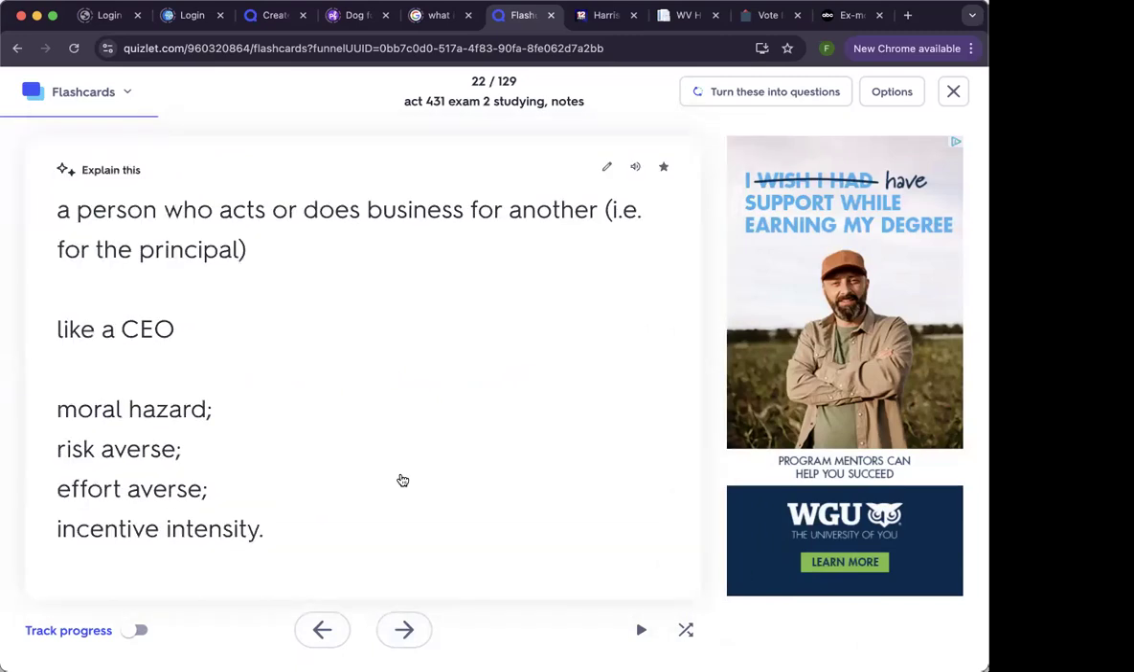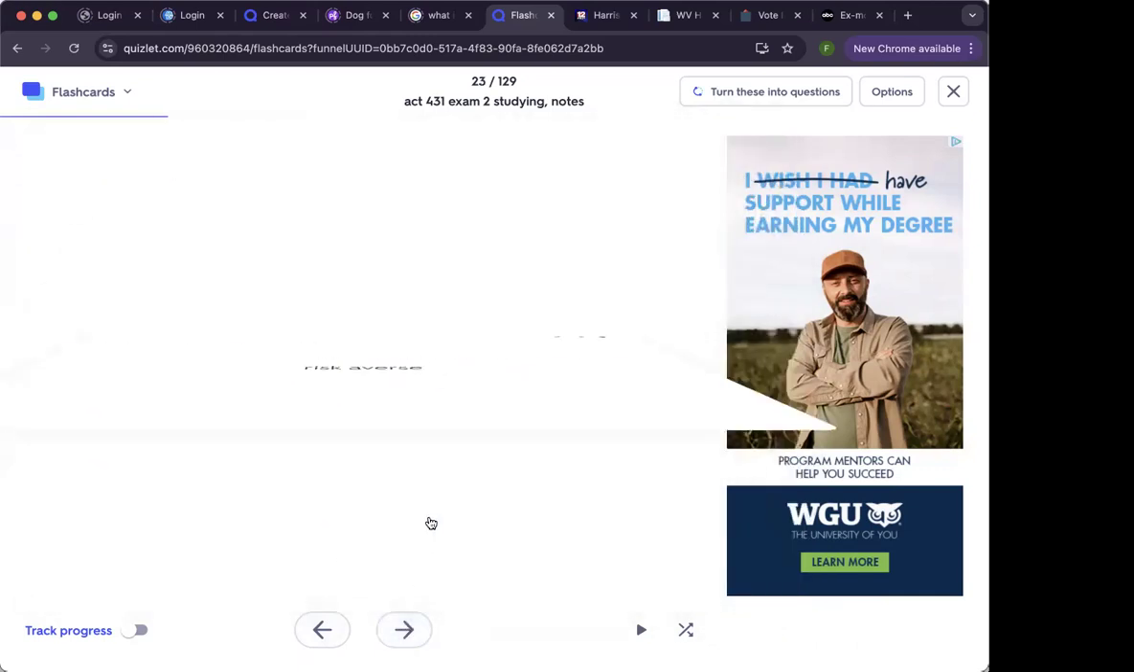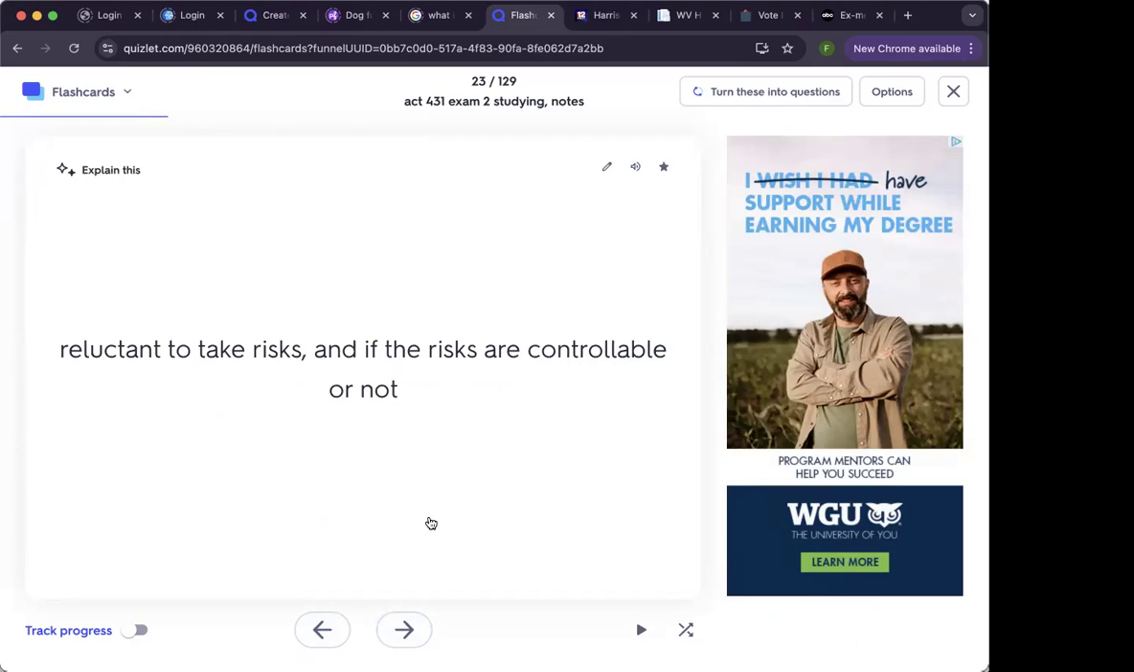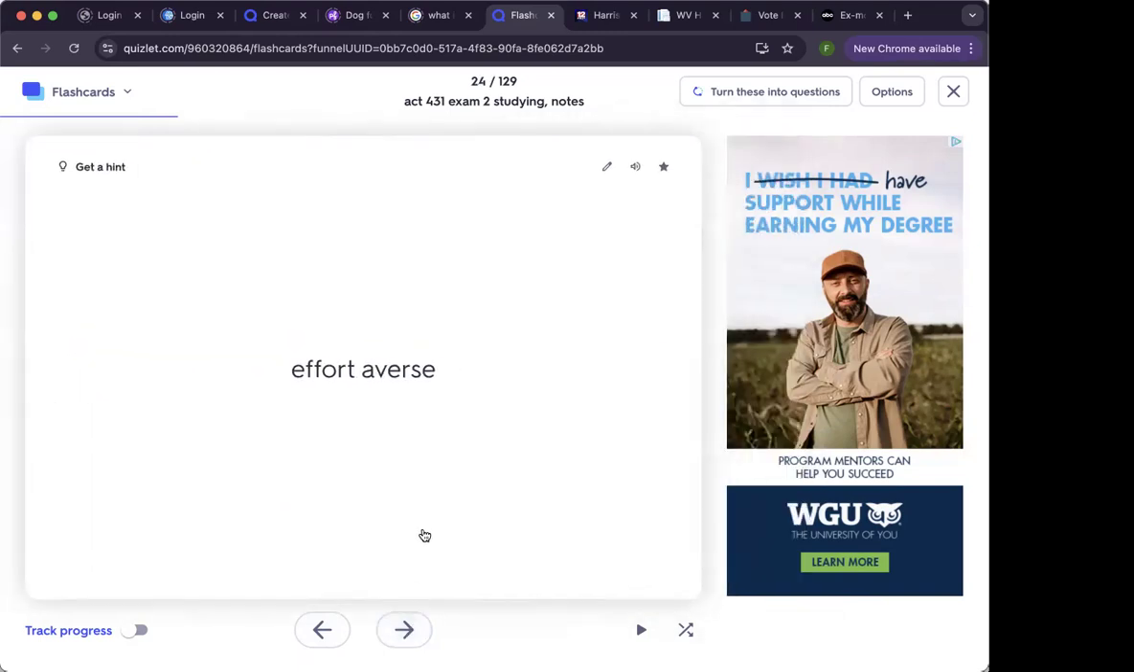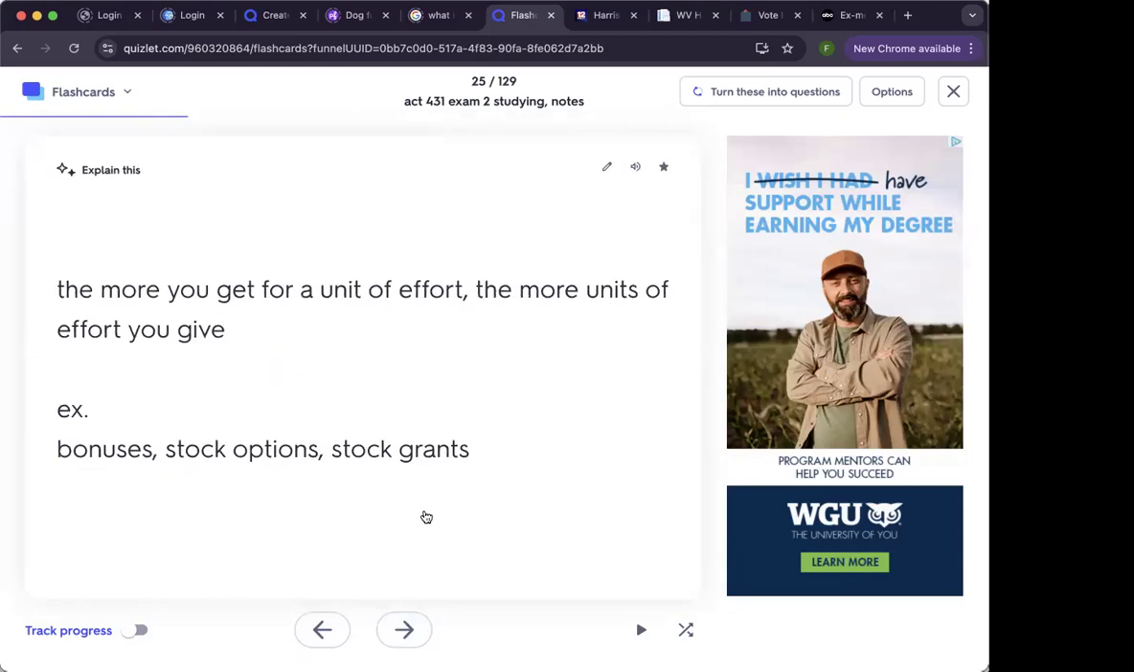An agent is a person who acts or does business for another, i.e., for the principal, like a CEO to a shareholder or an employee to a boss. Just some terms to look out for here, which we'll cover right now. Risk averse, reluctant to take risks, and if the risks are controllable or not is a concern. Effort averse, must be incentivized to work. Incentive intensity, the more you get for a unit of effort, the more units of effort you give. Example, bonuses, stock options, stock grants.